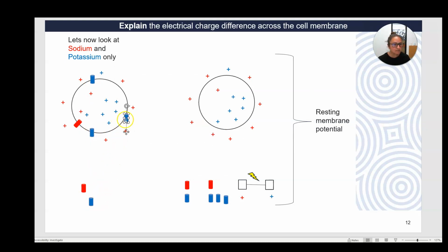We have more potassium ones than we do sodium ones. I think the ratio is about 50:1, but don't worry too much about that. Now these little guys, they are a protein and they are a tube. And they only allow potassium through. So what ends up happening is that all of my potassium ions go, see you later.